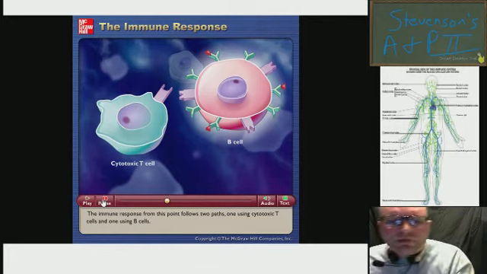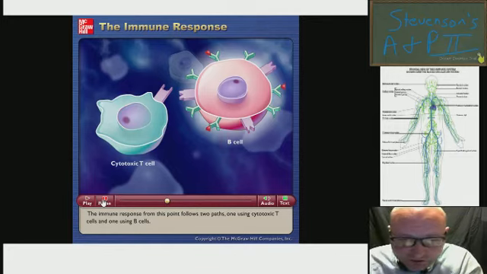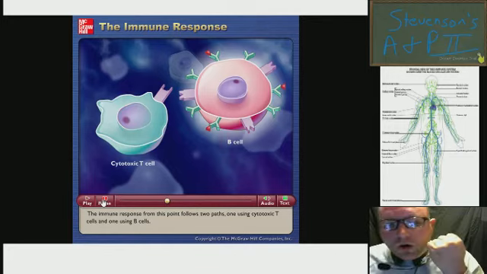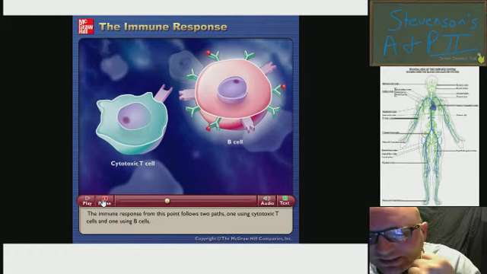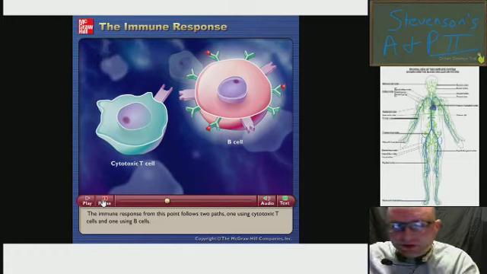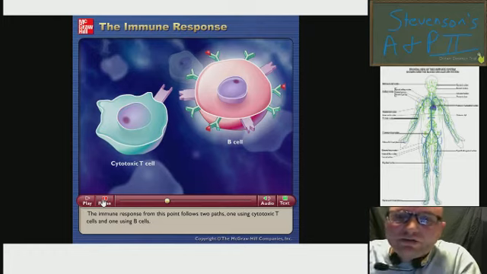Okay, remember, here's question number 3. Where are the cytotoxic T cells formed to maturity, and where do the B cells go to maturity?